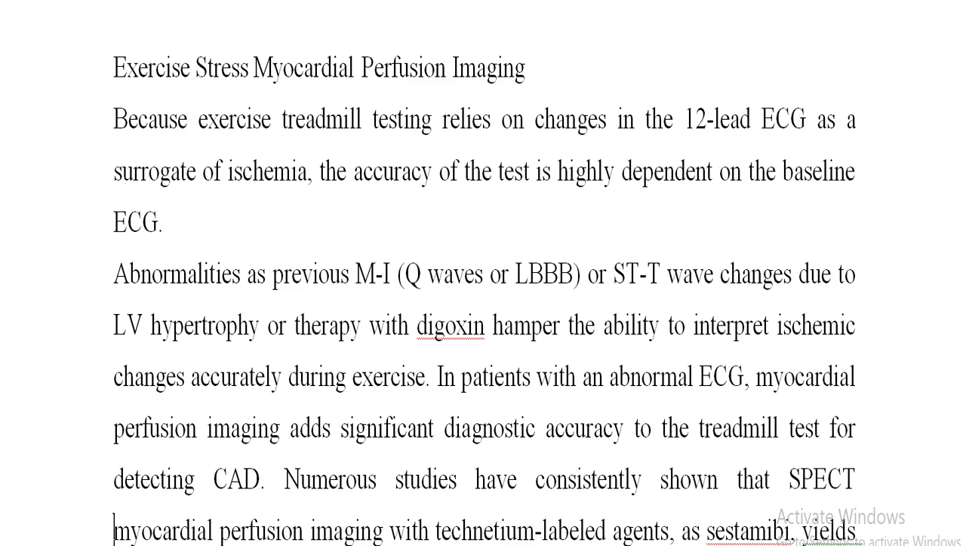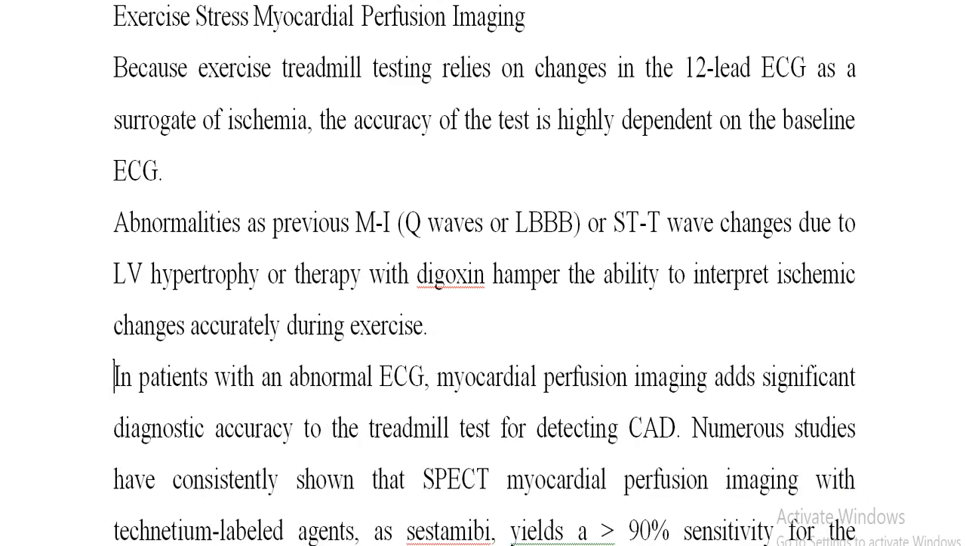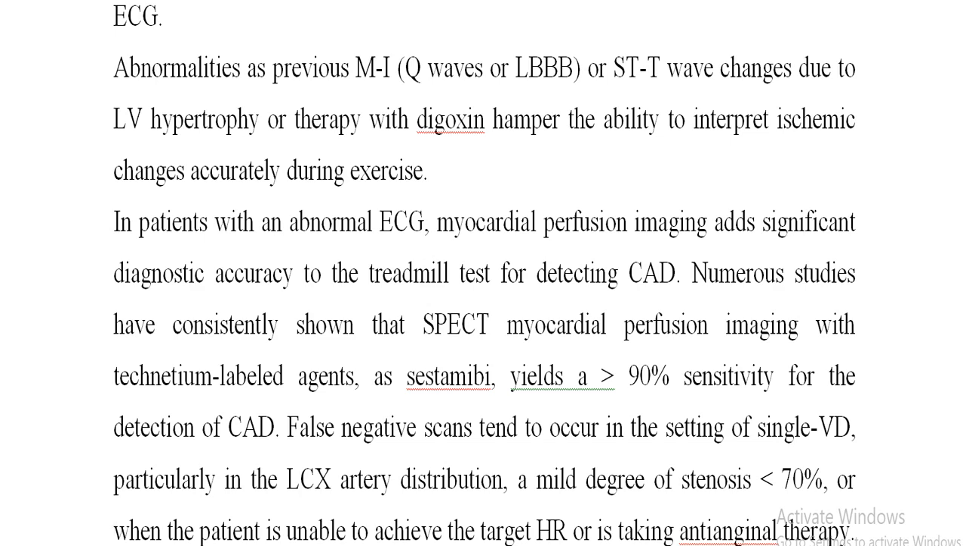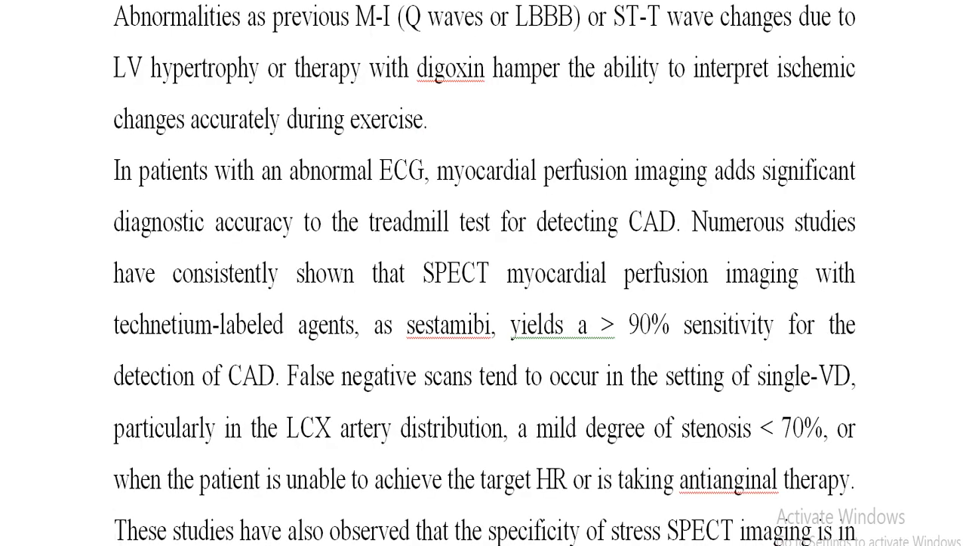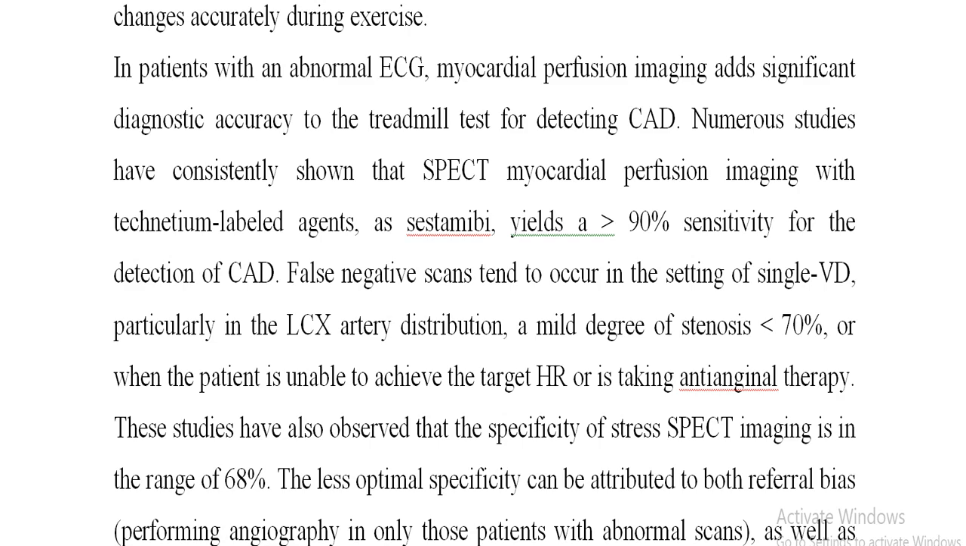In patients with an abnormal ECG, myocardial perfusion imaging adds significant diagnostic accuracy to the treadmill test for detecting CAD. Numerous studies have consistently shown that SPECT myocardial perfusion imaging with technetium-labeled agents, such as sestamibi, yields a greater than 90% sensitivity for the detection of CAD. False negative scans tend to occur in the setting of single vessel disease, particularly in the LCX artery distribution, a mild degree of stenosis (<70%), or when the patient is unable to achieve the target HR or is taking antianginal therapy.